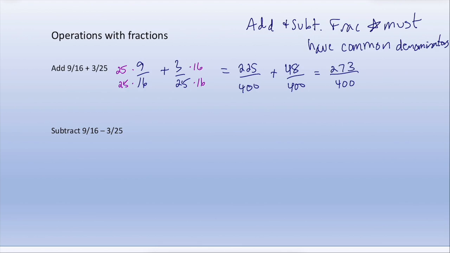Now you want your answer to be in lowest terms. So 273 over 400, you're looking to see if that reduces. They have no common factors. You're done. Okay, let's do another one.